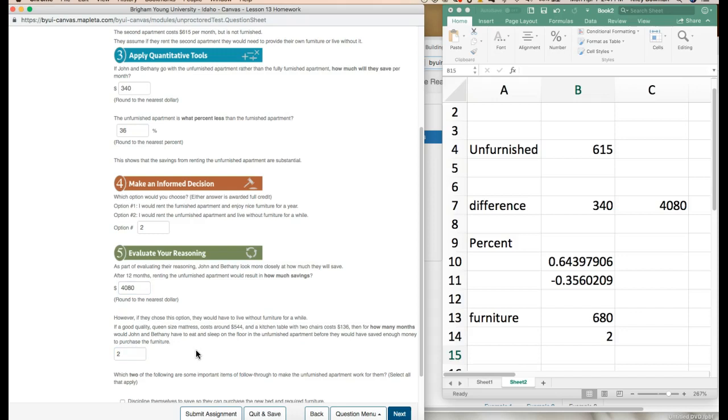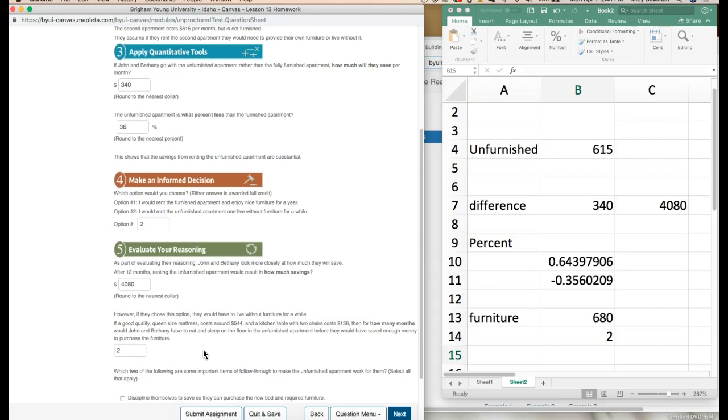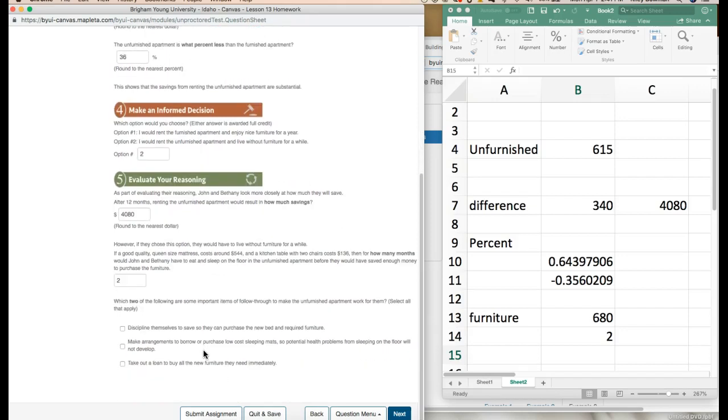Which 2 of the following are some important items of follow-through to make the unfurnished apartment work for them? Select all that apply. The first one says, discipline themselves to save so that they can purchase the new bed and required furniture. That is excellent follow through, because it would be very tempting at that point, I think, to maybe splurge a little here and there instead of being very vigilant to save their $340 every month for 2 months.